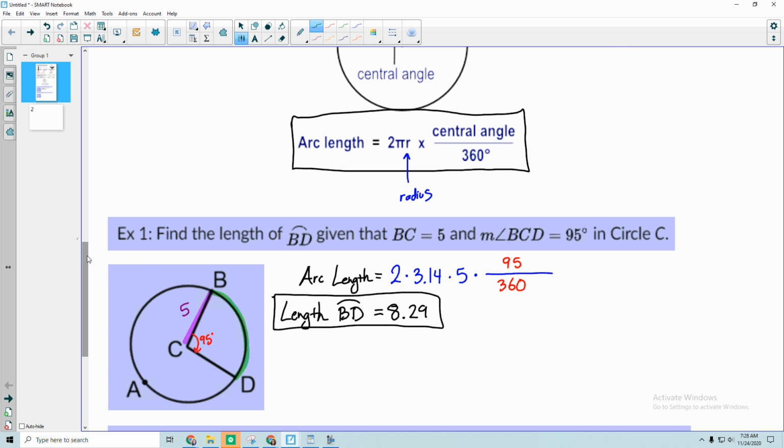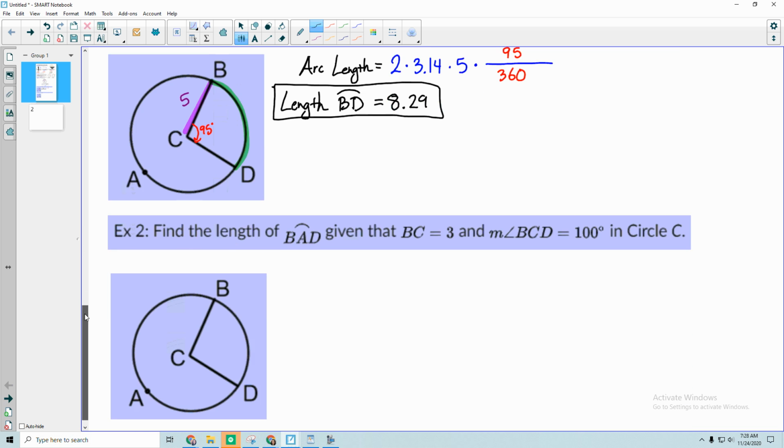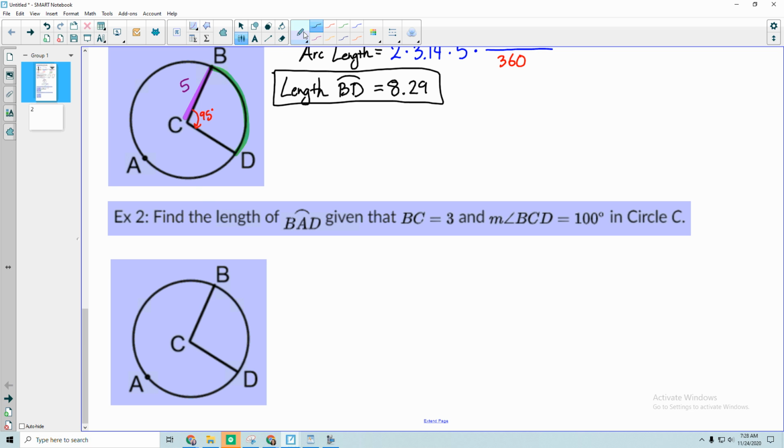Okay, so we'll do one more example of this. So now in this problem, we're going to find the length of BAD. So notice if it has 3 letters, that's when it's a major arc. So BAD is going to go this way. So it's a lot bigger arc we're trying to find this time. Now we're told that BC, or the radius, is 3, and that the measure of angle BCD is 100 degrees.